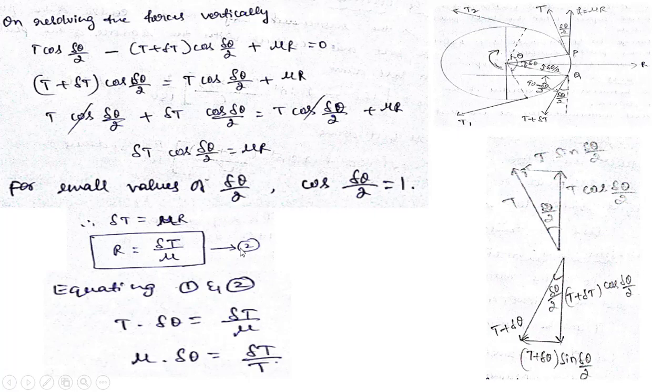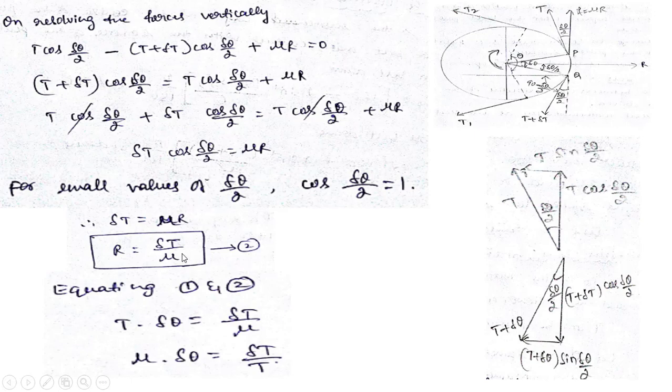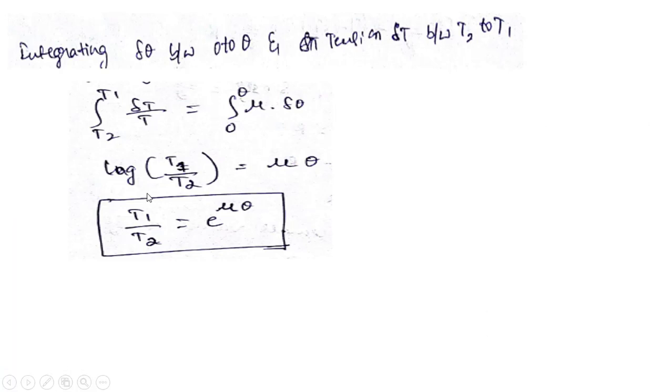In the first equation we got the expression for R. In the second equation also we got the expression for R. We'll equate these two, and one small modification is we'll bring this T to the denominator, and mu will get multiplied with this, and then we will integrate this delta theta as well as this delta T. This will be integrated between 0 to theta, and this will be integrated between T2 to T1. And you can see here, after that integration we'll get an expression like this. In order to remove this log, I will write that T1 by T2 is equal to e power mu theta.